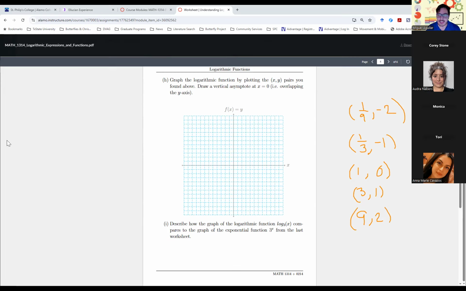Remember that because this function, log base 3, has not been shifted left, right, up, or down, then we should understand that we're going to have a vertical asymptote overlapping the y-axis. Okay, so I'm just going to count by ones. I think that this will be good enough. And I think that graphing these in the reverse order is going to make a little bit more sense just because we have some whole numbers that we can work with.